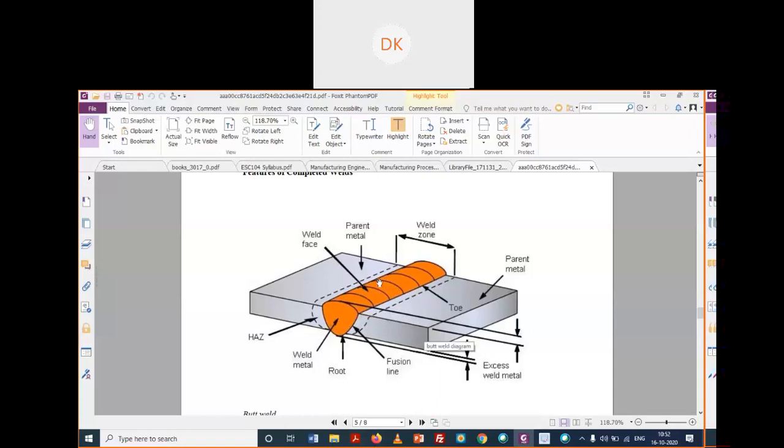While fusion welding, how has this welding material come? This material has come just by melting the base material. After melting of this base material, it forms like this. So this is a kind of welding where you have to put heat to melt the base material, and after that you have to bring it either to the plastic state or to the molten state.